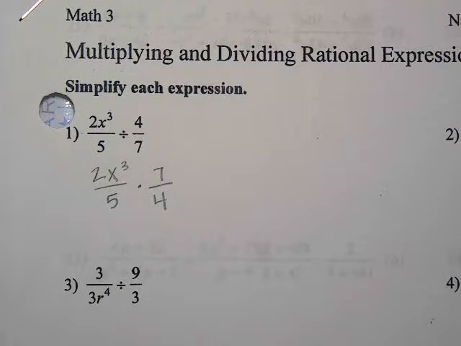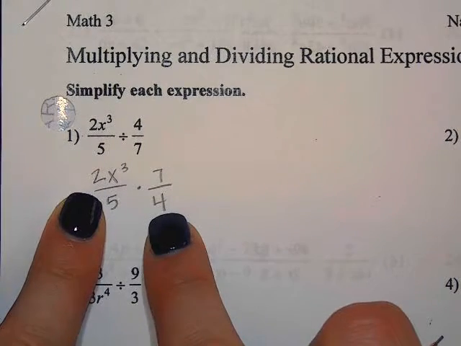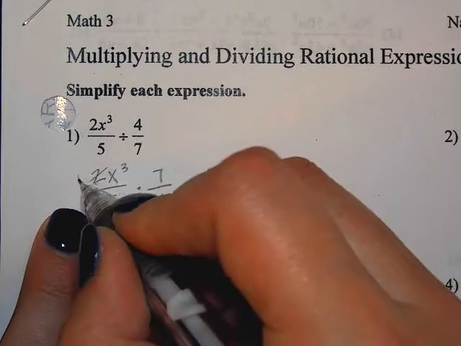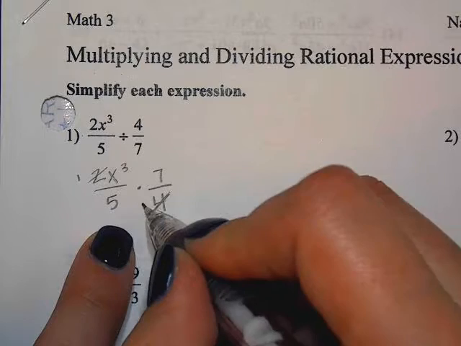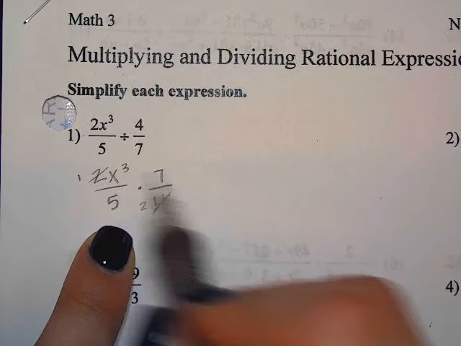And then do we see any tops and bottoms that could cancel? 2 and the 4, right? So 2 goes into 2 one time. 2 goes into 4 two times. Are there any other tops and bottoms? Nope. So we multiply straight across.